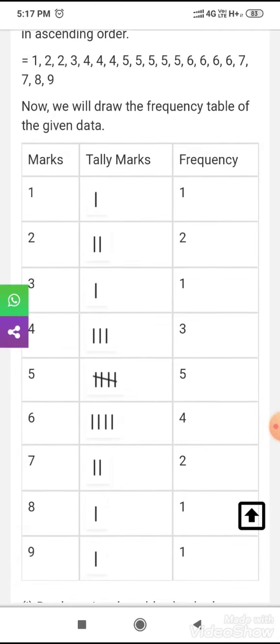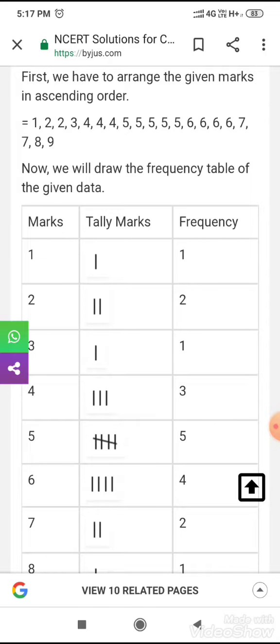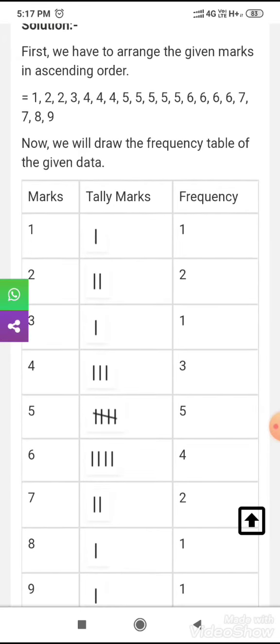Then you write the frequency of each mark in front of it in the frequency column. So 1 mark appeared only one time, so you write 1 in the frequency column. Then 2 marks appeared only 2 times, so you write 2 in the frequency column. Similarly, 3 marks appeared only one time, 4 marks appeared 3 times, 5 marks appeared 5 times, 6 marks appeared 4 times, 7 marks appeared 2 times, 8 marks appeared 1 time, and 9 marks appeared 1 time.